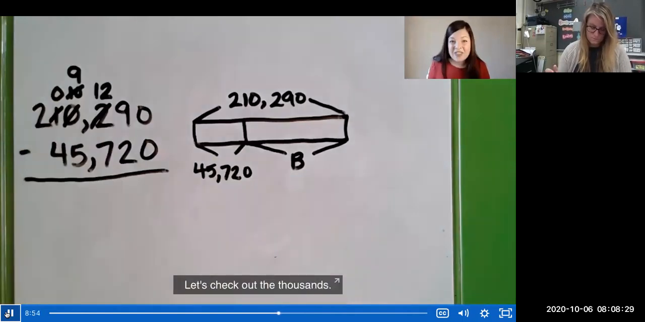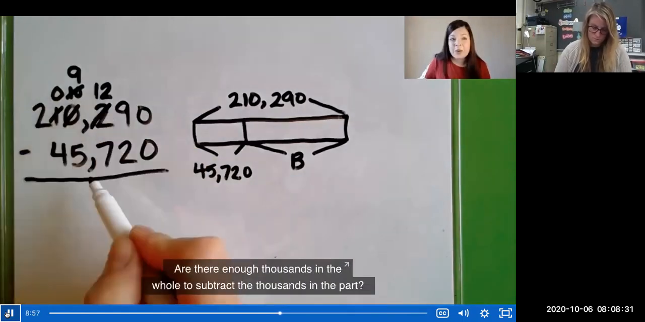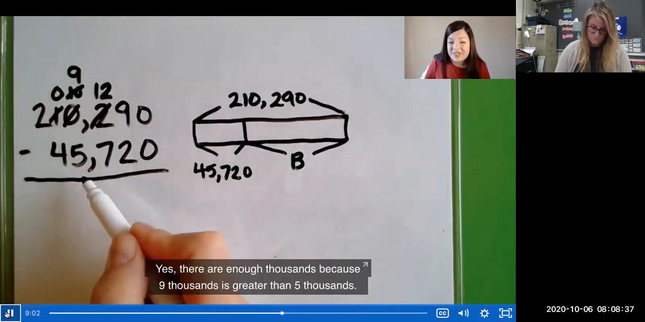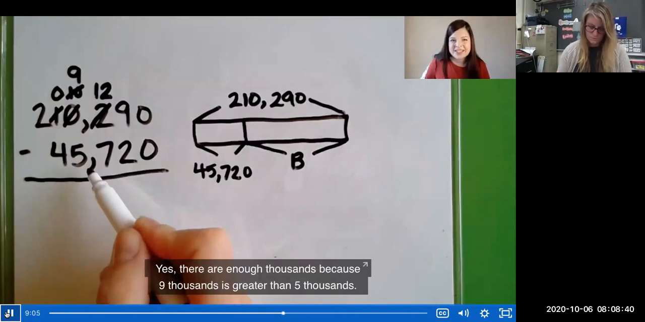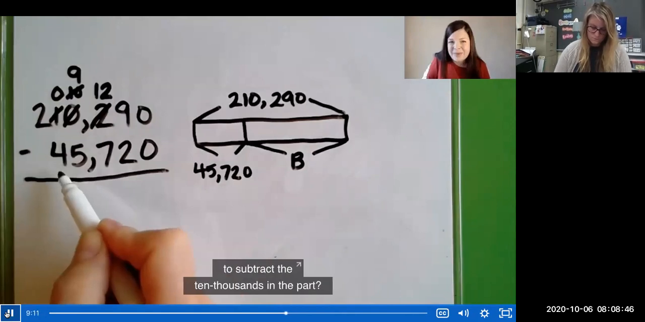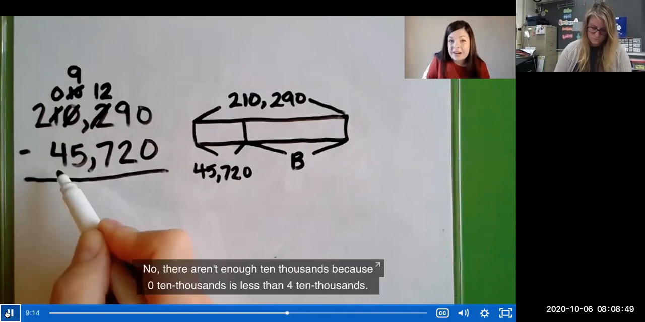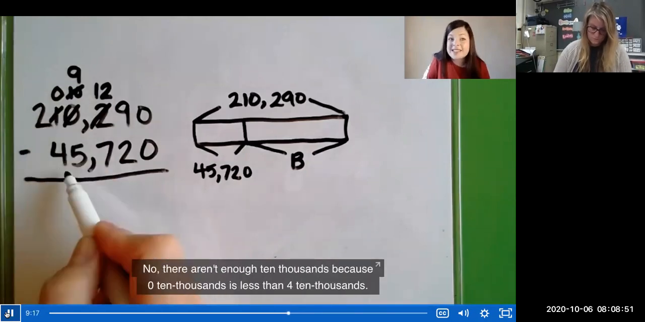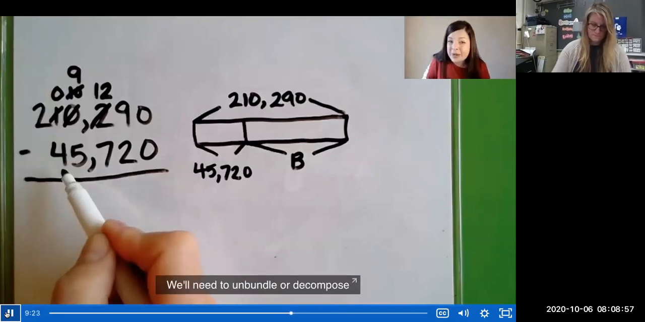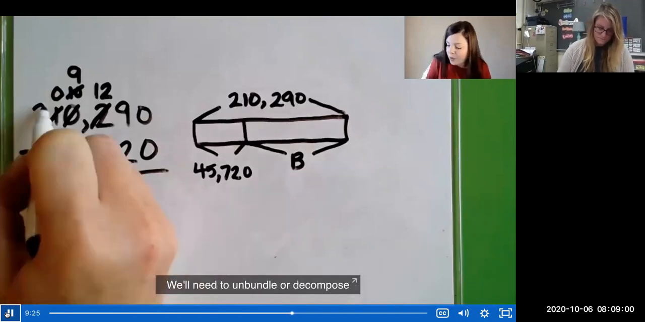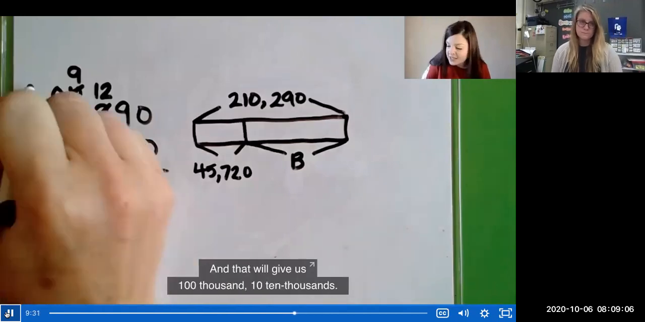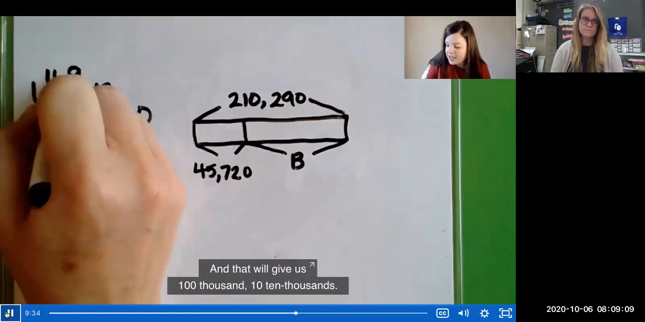Let's check out the thousands. Are there enough thousands in the whole to subtract the thousands in the part? Yes, there are enough thousands because 9 thousands is greater than 5 thousands. Are there enough 10 thousands in the whole to subtract the 10 thousands in the part? Nope, there aren't enough 10 thousands because 0 10 thousands is less than 4 10 thousands. So what will we need to do? We'll need to unbundle or decompose 100,000 to make 10 10,000s. And that will give us 10 10,000s.